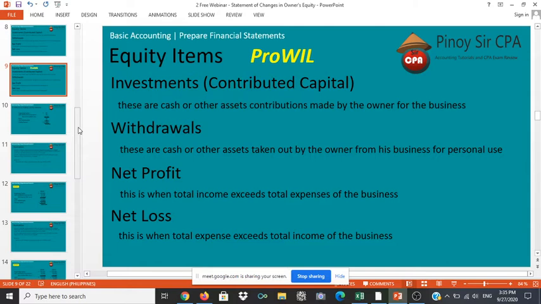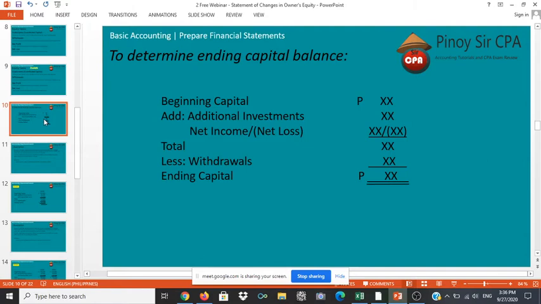Pro will. Okay? Pro will. So yun, ganun lang kasimple yung concept about the equity. Okay? Now, to summarize, we have what we call formula to get the ending capital of the equity. And this will help us to prepare the statement of changes in owner's equity. So ito yung formula na sinasabi natin.